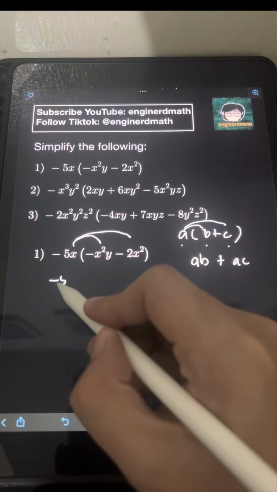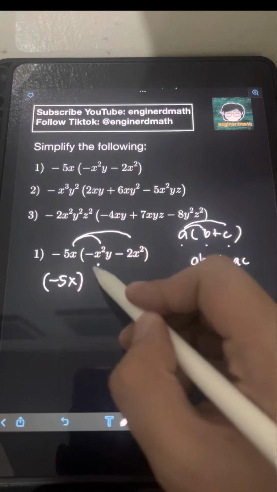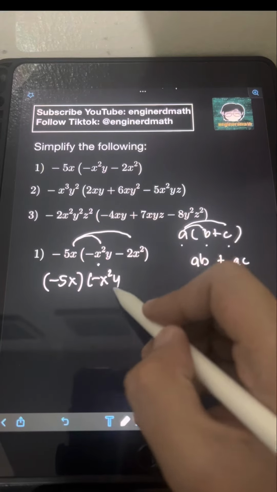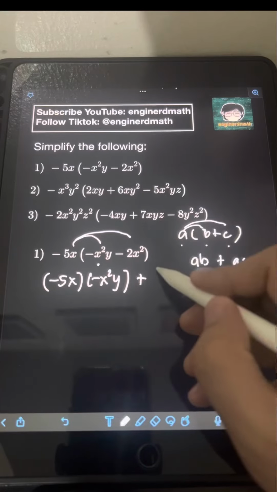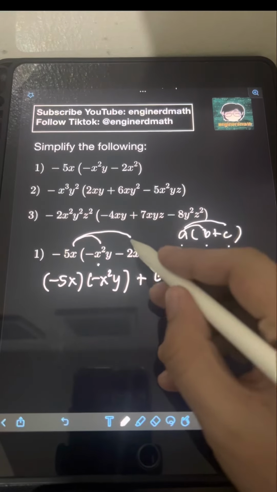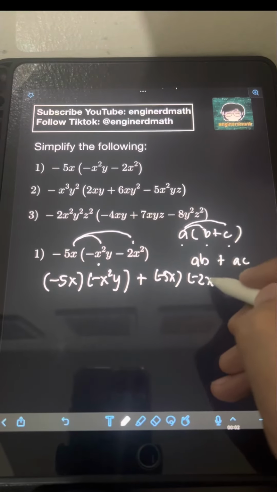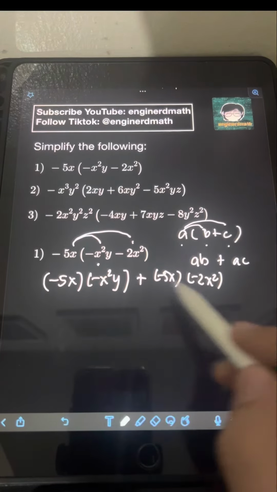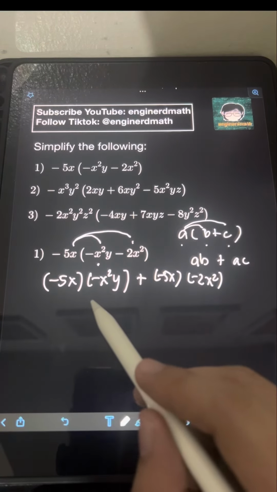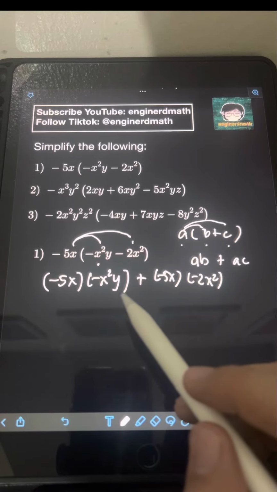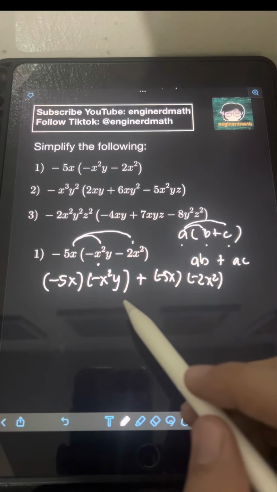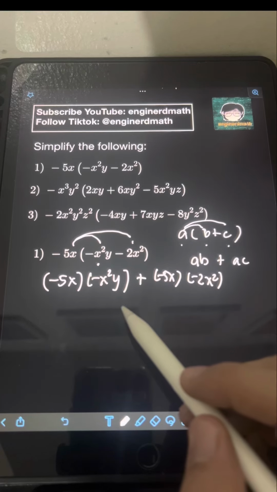So, negative 5x, multiply natin sa first term, negative x squared y. Okay? Then, plus, so, negative 5x, multiply naman natin dito sa second term, negative 2x squared. Then, simplify lang natin. So, basically, ang i-apply natin dito is yung multiplication law of exponent. So, meron na akong previous video about that. So, kung hindi pa yung napapanood, i-link ko na lang para ma-check nyo rin.